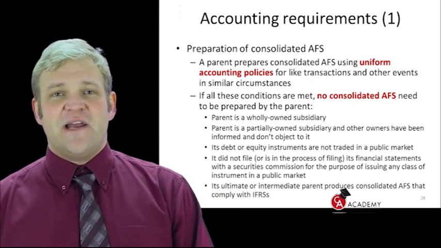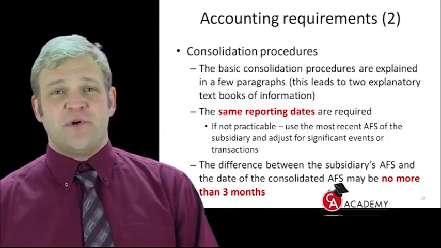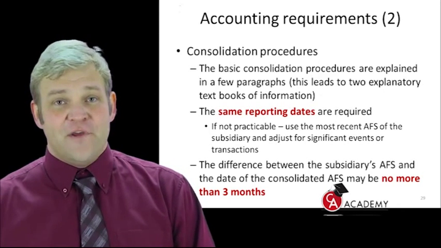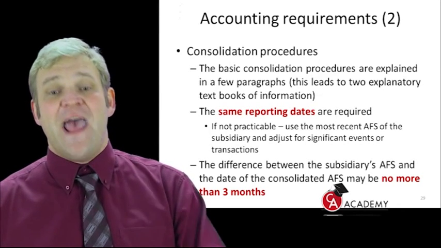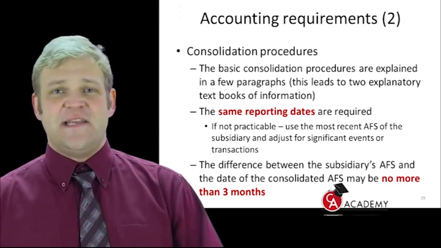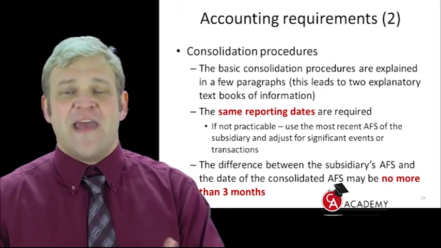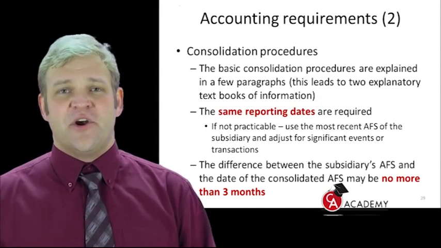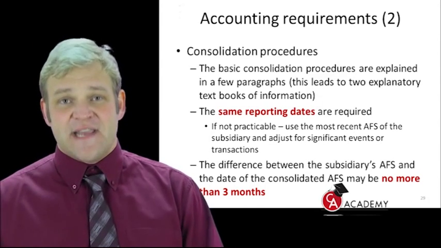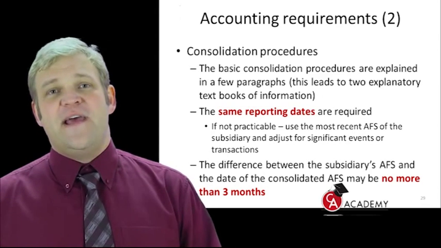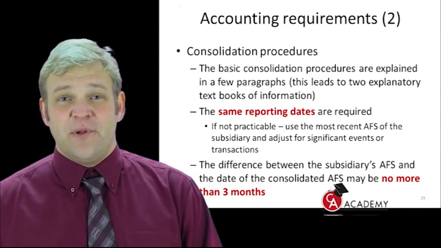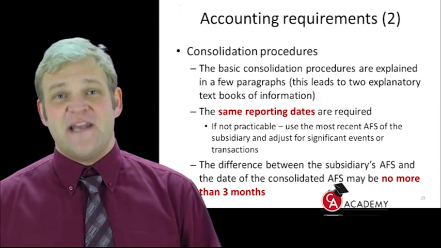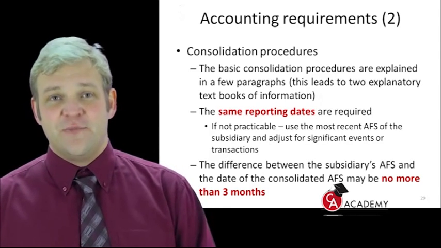If we move on to slide number 29, the consolidation procedures. The basic consolidation procedures are explained in a few paragraphs in IAS 27 and in IFRS 10. They're basically saying things like they should be added together, eliminate common items, eliminate unrealized intra-group transactions, etc. But we all know that consolidations are not that simple, and this results in 2 textbooks that have to be studied just relating to group statements.